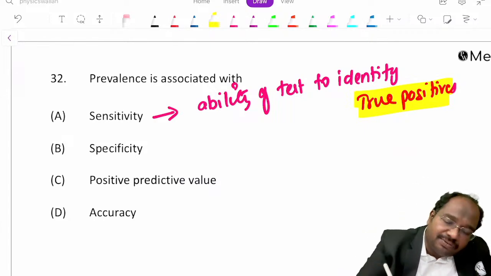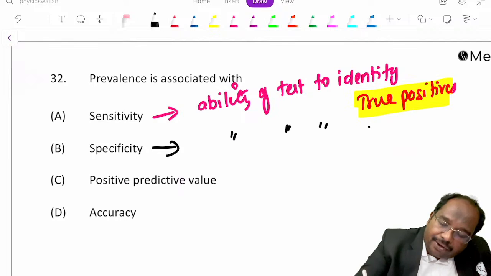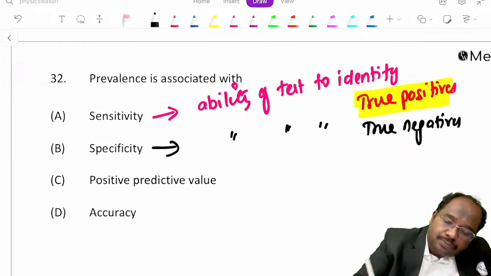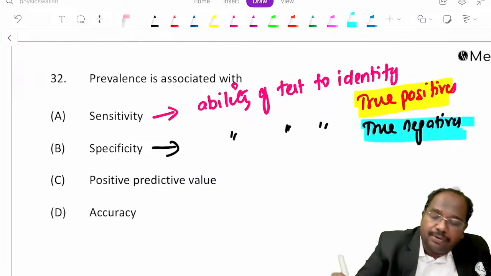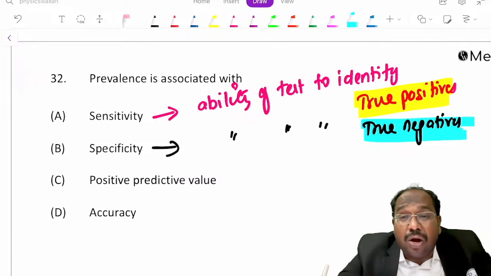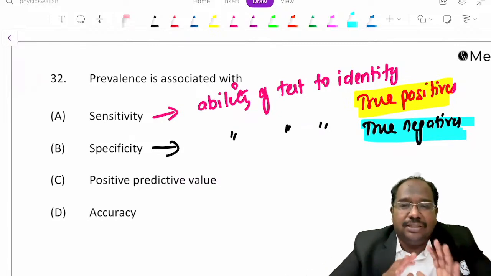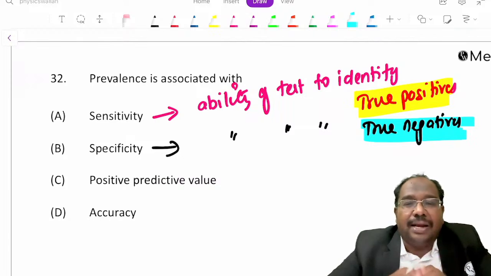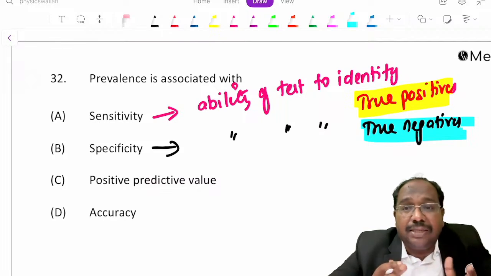What is specificity? Specificity means the ability of the test to identify true negatives, whether it can identify non-diseased people. True negatives means non-diseased people. Suppose I am having a pap smear: whether it can identify diseased people is sensitivity, and whether it can identify non-diseased people is specificity.